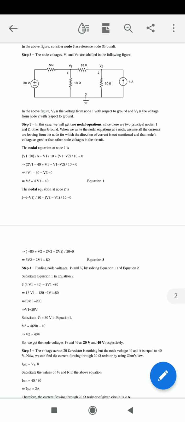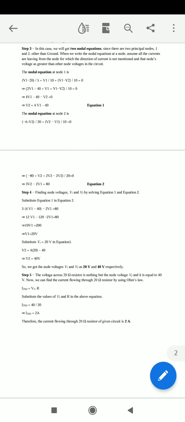Here V3 is 0, so V1 divided by 10, plus V1 minus V2 divided by 10, as another 10 ohm resistor is connected between the two voltages V1 and V2. So V1 minus V2 divided by 10, and the total equals 0. Equating, we get 4V1 minus 40 minus V2 equal to 0. This is equation number 1.